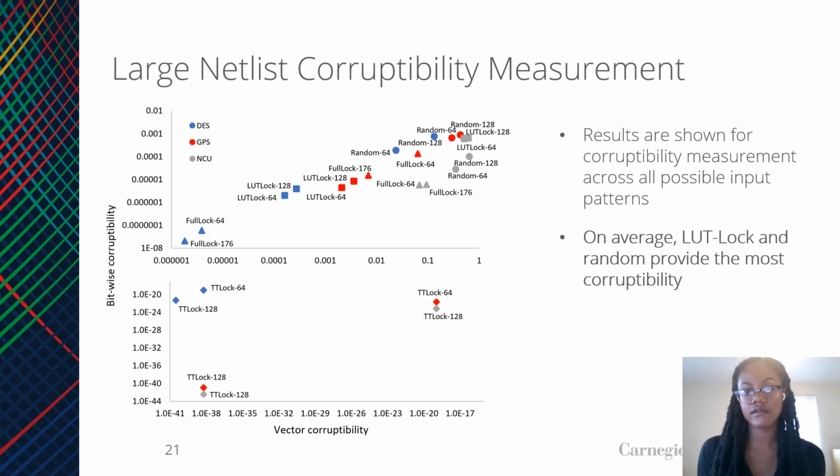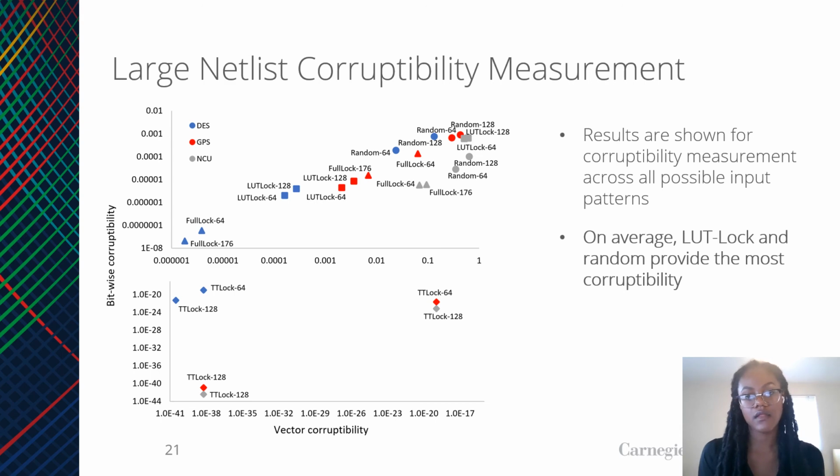So here we have the results of applying our corruptibility measurements across all possible input patterns for all 4 lock types. So on the x-axis, we have vector corruptibility. On the y-axis, we have bitwise corruptibility. And for both, we're plotting the average obtained for each lock type and key size. And so on average, you can see that LUT-lock and random provide the most corruptibility, while on the other end of the spectrum, TT-lock provides the least corruptibility.